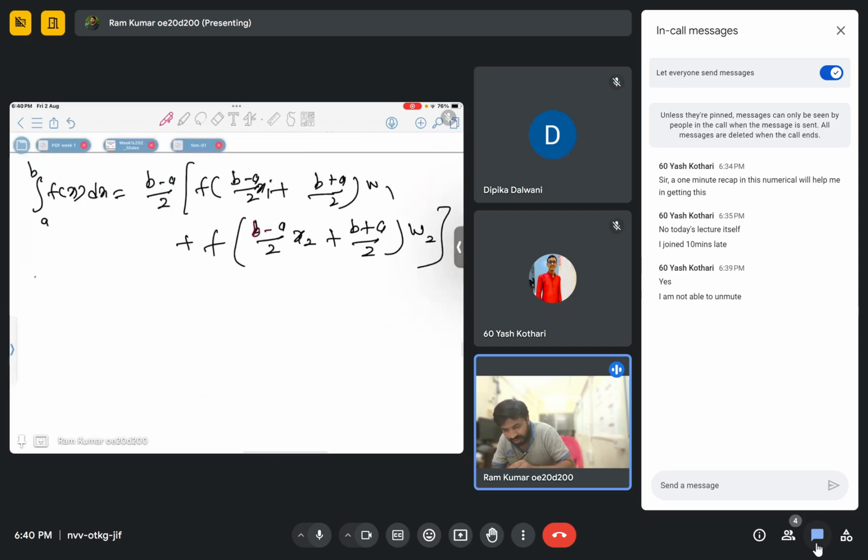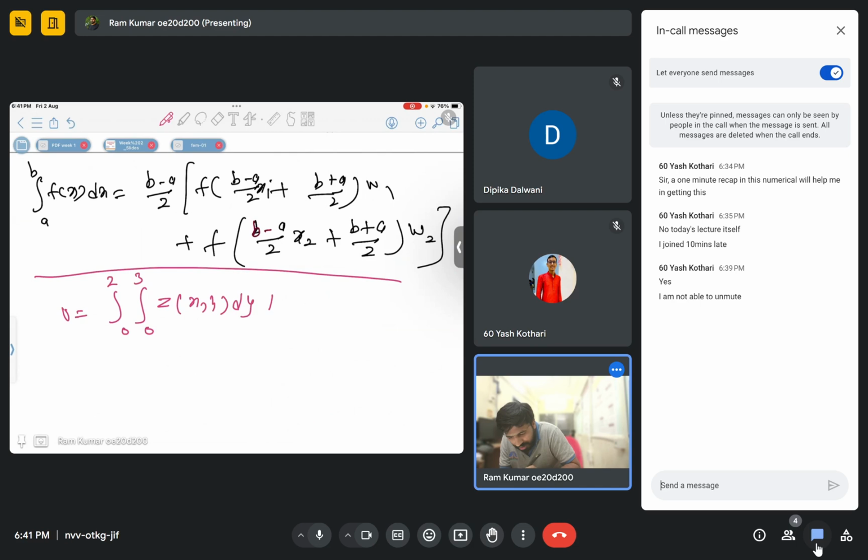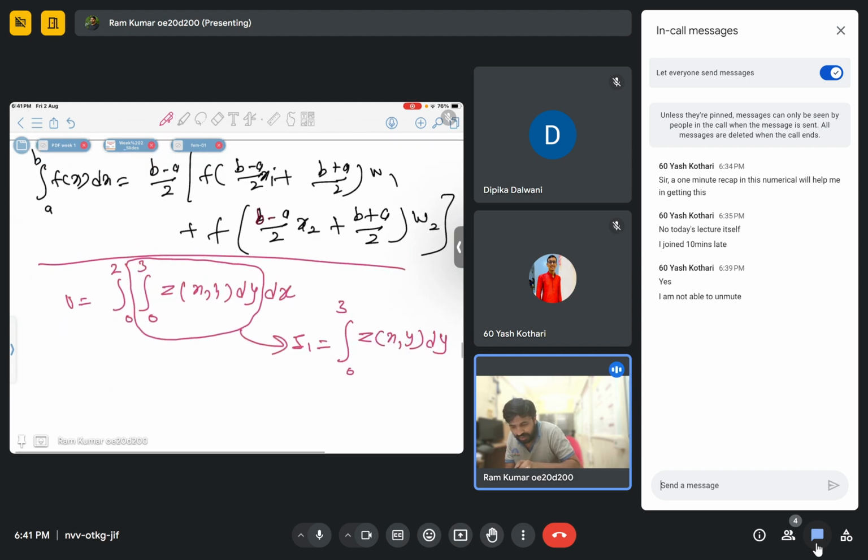So just remember this formula. What we have is the volume equal to the integral from 0 to 2, 0 to 3 of a function of x comma y dy dx. First we have to convert this limit to minus 1 to 1. So just focus on this integration only. I will write here I1, the integral from 0 to 3 of f(x, y) dy.